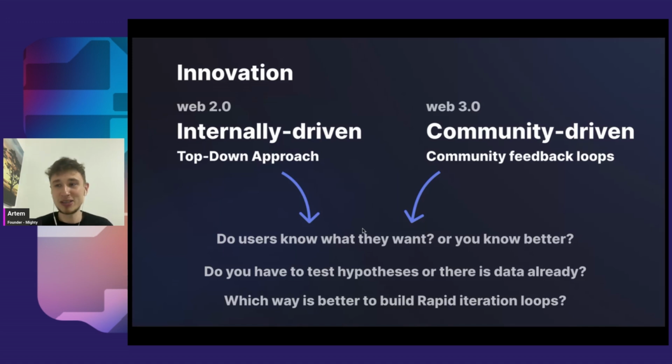But if you're creating something that's very hard to test in the beginning, you can test some parts of it, but someone like Steve Jobs would say that he knew how users would be much more approachable towards the iPhone, for example, and he wouldn't need to test it that much. So the second question is, do you have to test the hypothesis, or is there some data that makes you think that you are ready with your product? And which way is better to build iteration loops?